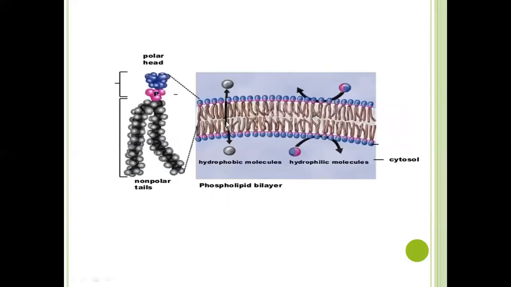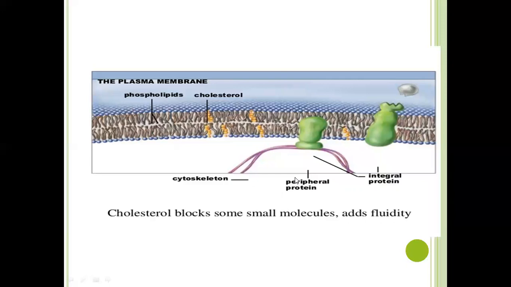This is the polar head. This is the non-polar tail. These are the hydrophobic molecules. These are the hydrophilic molecules, and this is the cytosol. We call it a phospholipid bilayer structure of the cell. The plasma membrane. This is the phospholipid. This is the cholesterol. This is the cytoskeleton. Peripheral protein, integral protein.